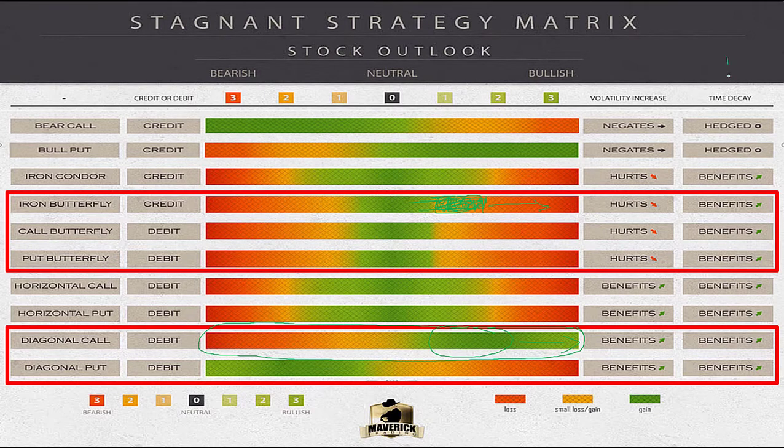As you can see, these are all theta plays. They benefit from a decline in time. The difference is volatility. That's where the difference is. One is long vol, one is short vol.